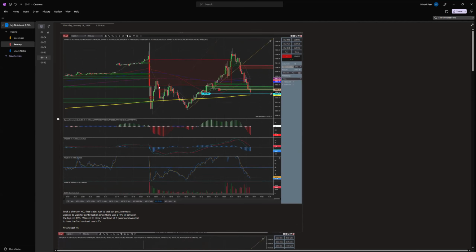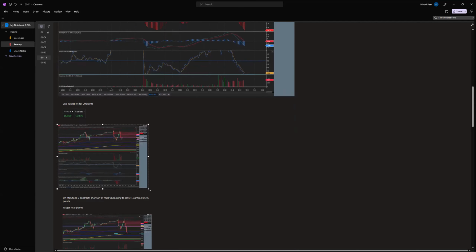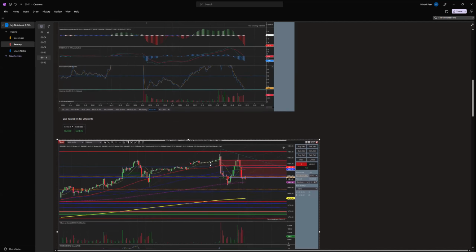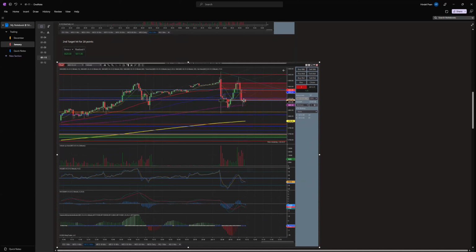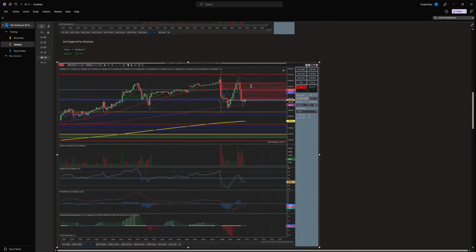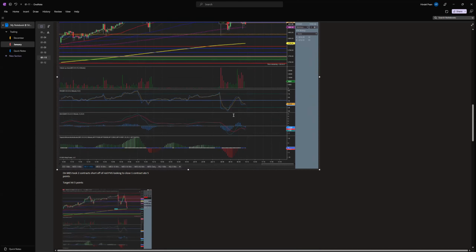I switched back to MES, saw this short trade on the 5-minute. I was comfortable with this because I saw the fair value gap. I got in with 2 contracts, was able to ride it down to, again, this wick that I drew out from previous. That's how I used the confirmation.